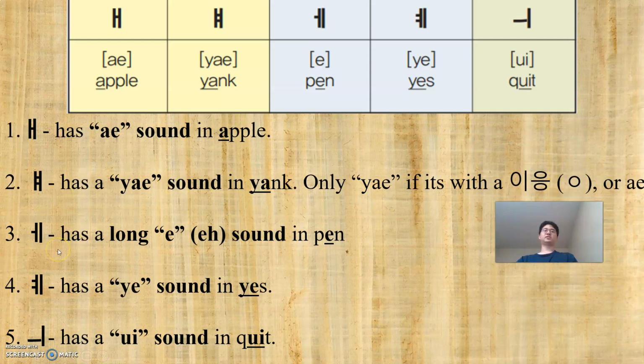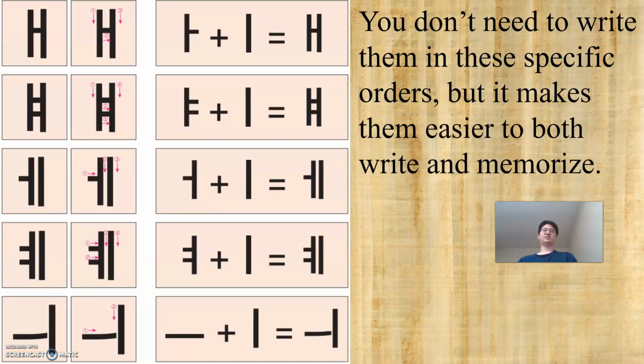And this third letter here is pronounced e, like a long e, like the e sound in pen. So e. So yeah, it is pronounced by combining the two vowels to make e.